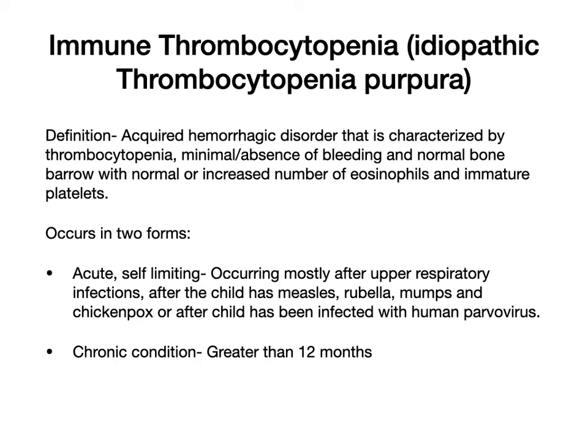Immune thrombocytopenia is an acquired hemorrhagic disorder that is characterized by thrombocytopenia, minimal absence of bleeding, and normal bone marrow with normal or increased numbers of eosinophils and immature platelets. It occurs in two forms: acute, self-limiting, and chronic condition.